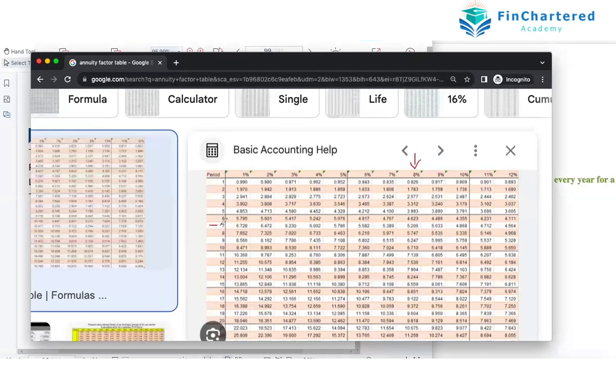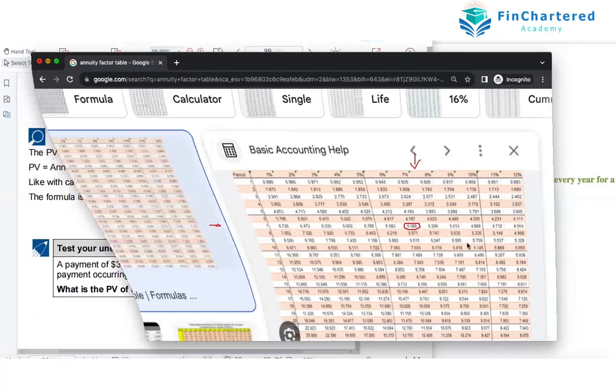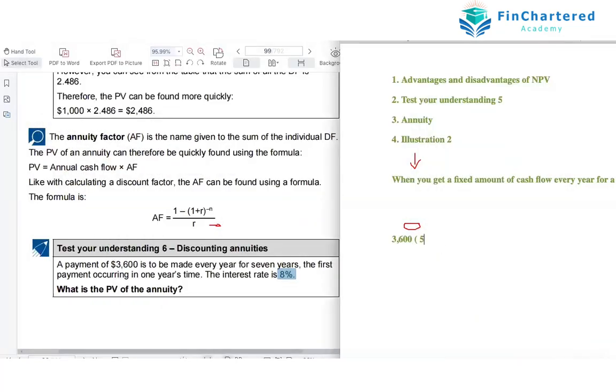8, 7. So just move your fingers across. It is 5.206. So the annuity factor will be 5.206. So again, 3,600 into 5.206. How much is it? 3,600 into 5.206. It is 18,741. That's it. That is the present value. We got it in less than 1 minute. 18,741.